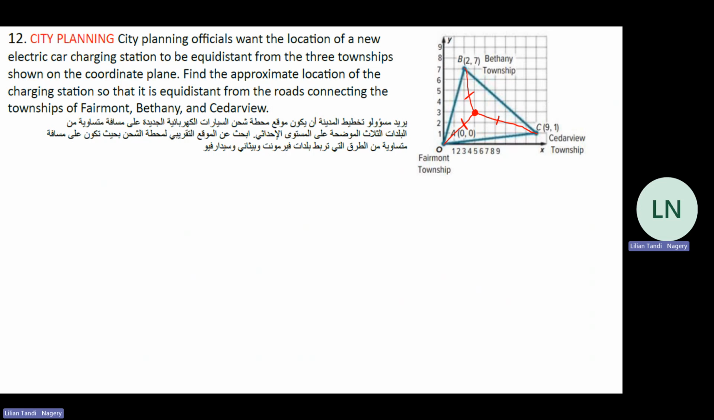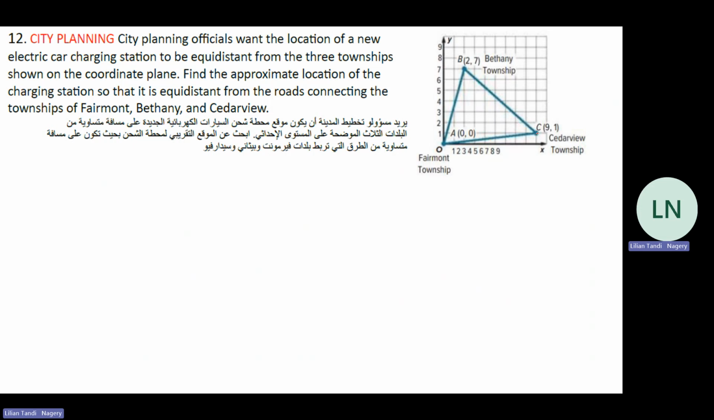From the 3, find the approximate location of the charging station. So it is equidistant from the roads connecting the townships of Fairmont, Bethany, and Cedarview. So it is asking us, yes. Now, how do we, okay. So we know it has to be somewhere here in the middle. How do we find it?